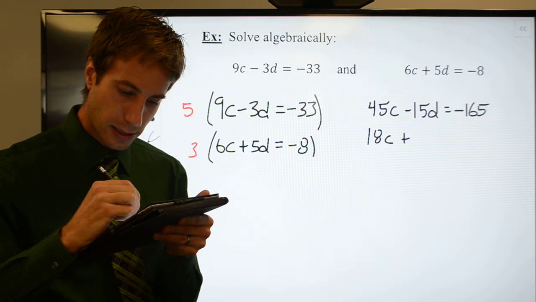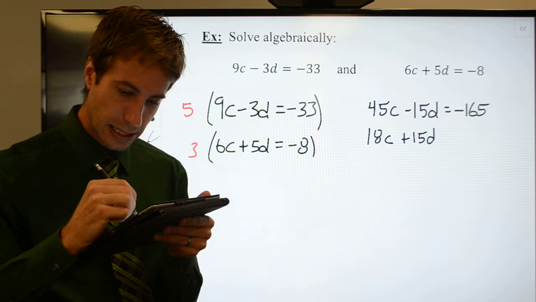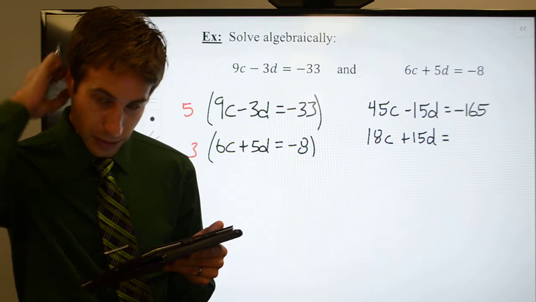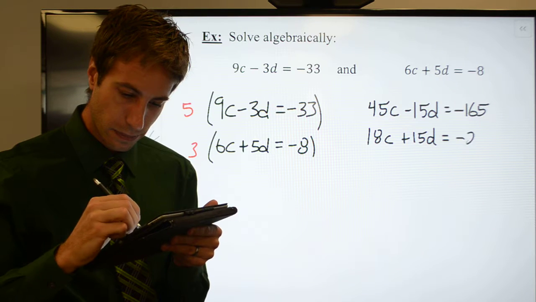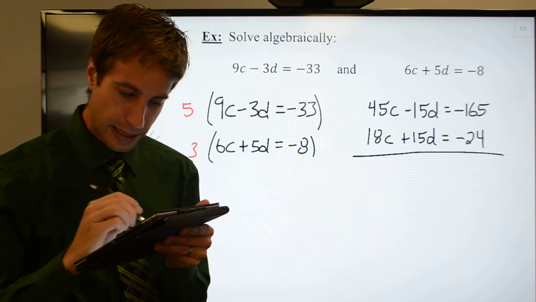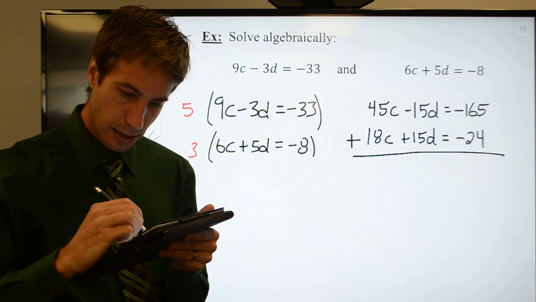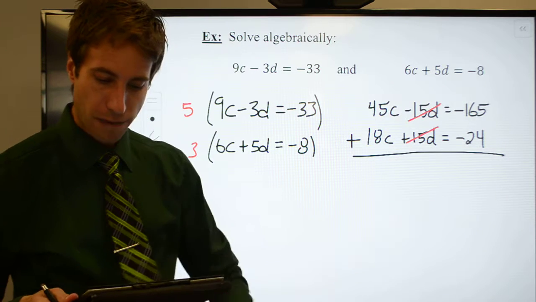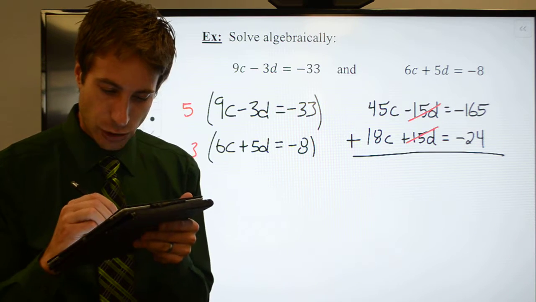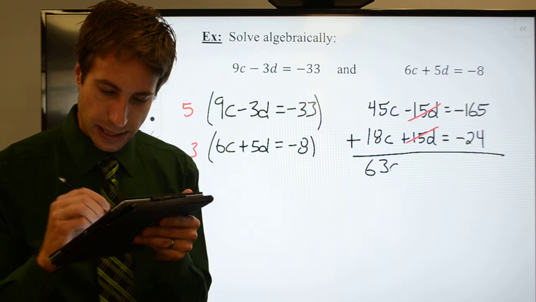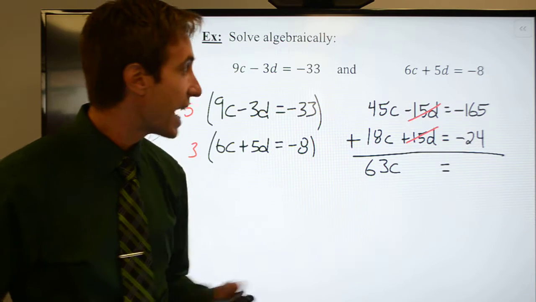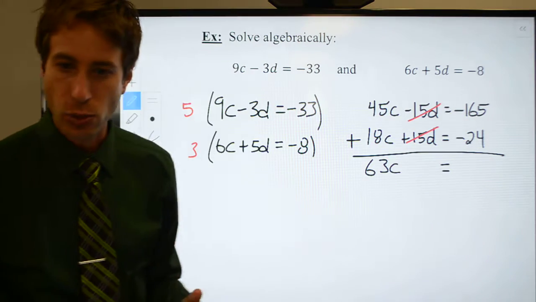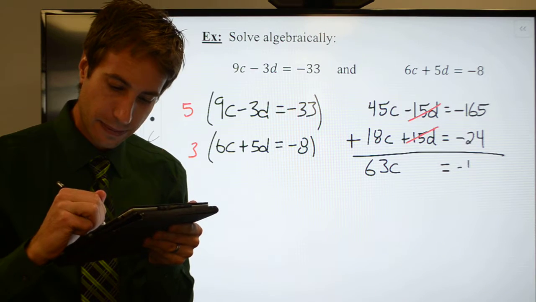A plus 15d, and a minus 24. We add these guys together. These drop out. Add them up. 45c plus 18c should be 63c is equal to negative 165 minus 24. I get negative 189.